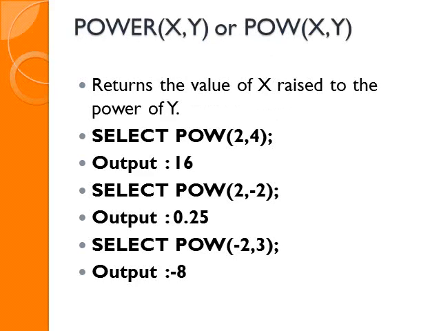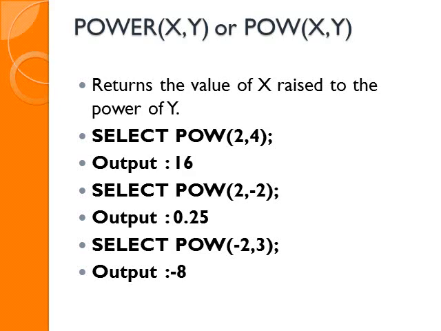First is the power function. The power function syntax is power parenthesis start x comma y. It returns the value of x raised to the power of y, means the value we give for x and the value we give for y. For example, select POW 2,4. It will give you the value 2 raised to the power 4 as an output.